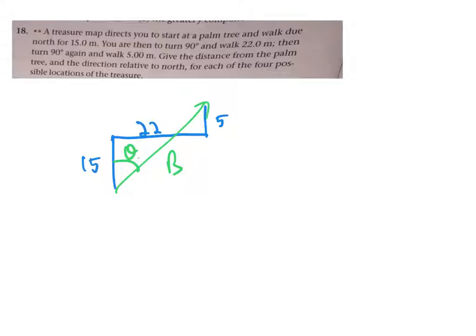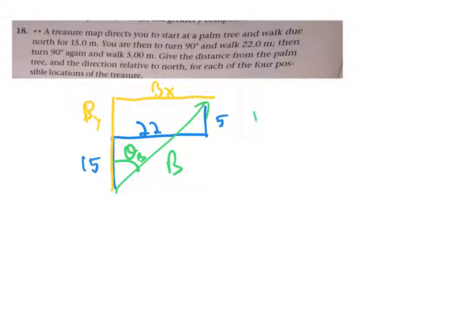Option B is that we travel 15 meters north, and then we turn right and go 22, but at the end we turn left and go another 5. And I'm going to call this vector B, and this angle theta B. And here we'll have basically a B_Y and a B_X.